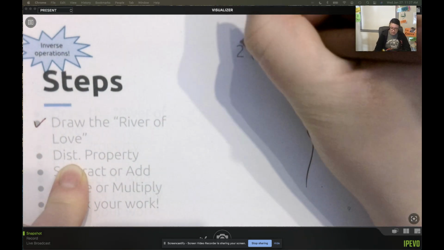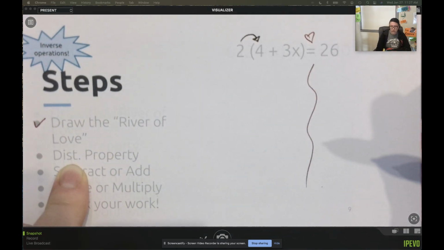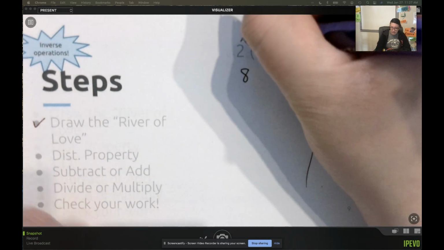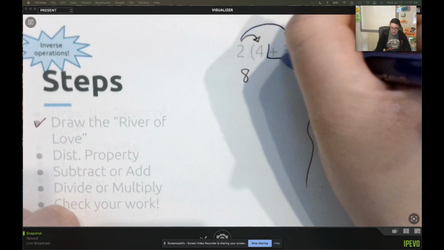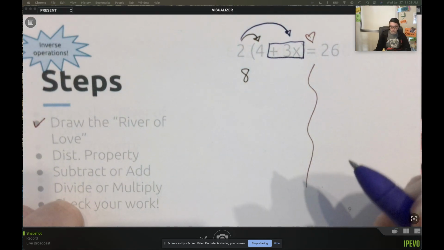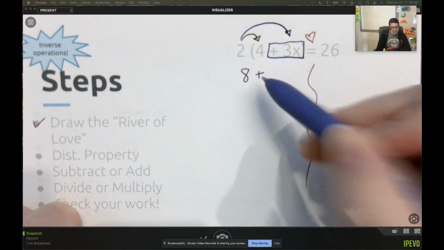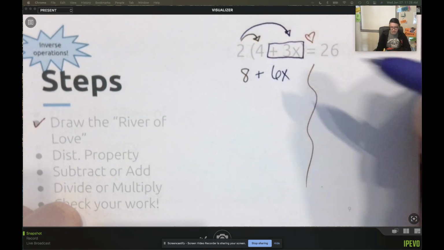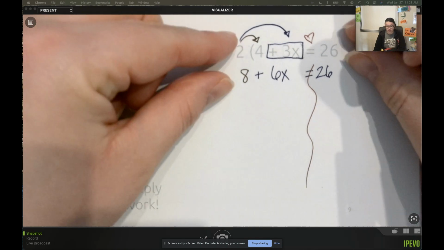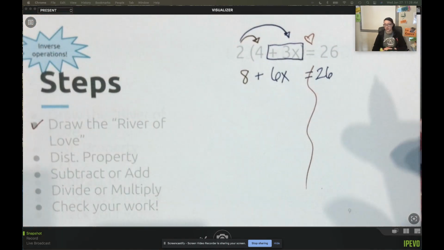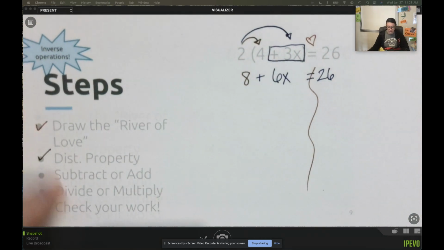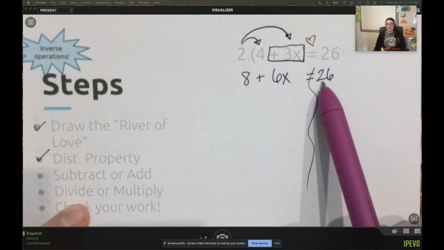So I'm going to take 2 times 4, which is 8. Then I also need to do 2 times a positive 3x. What's that going to give me? Positive, because a positive times a positive is a positive, 6x. And then I need to keep everything else there too, equals 26. I need to rewrite my equation every step of the way. So there is the distributive property. Now, it looks like the way we're used to seeing it.